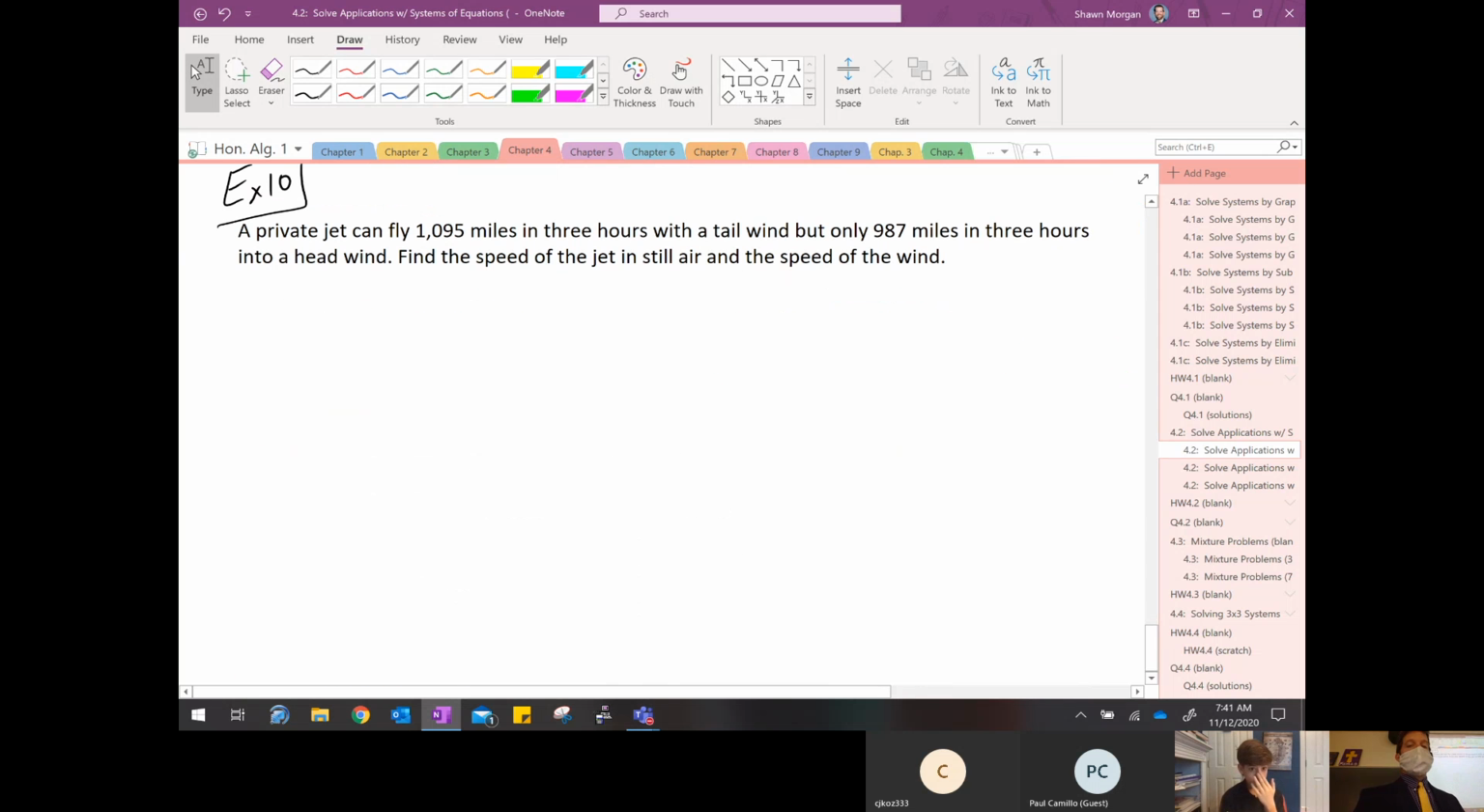Here's our last example, and I want you guys to try this one on your own. It is a challenge, okay, but you can do it. It works almost exactly like the previous example. Okay, you guys give it a shot, see what you can do about the jet flying in a tailwind and the jet flying in a headwind.